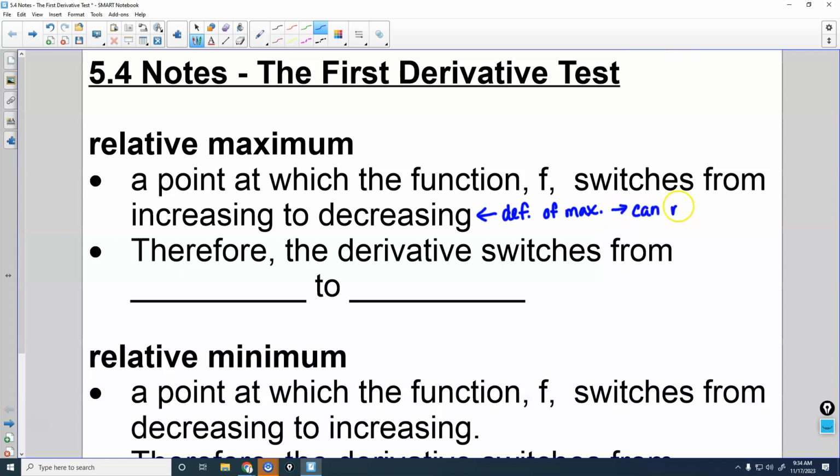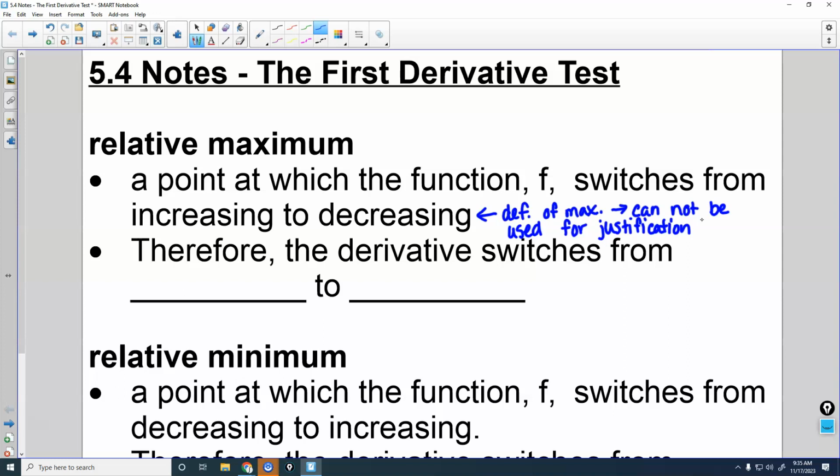Cannot be used for justification. Okay, so this is the definition of a relative maximum: we switch from increasing to decreasing. We cannot use that to prove that something has a relative maximum because it's just the definition.